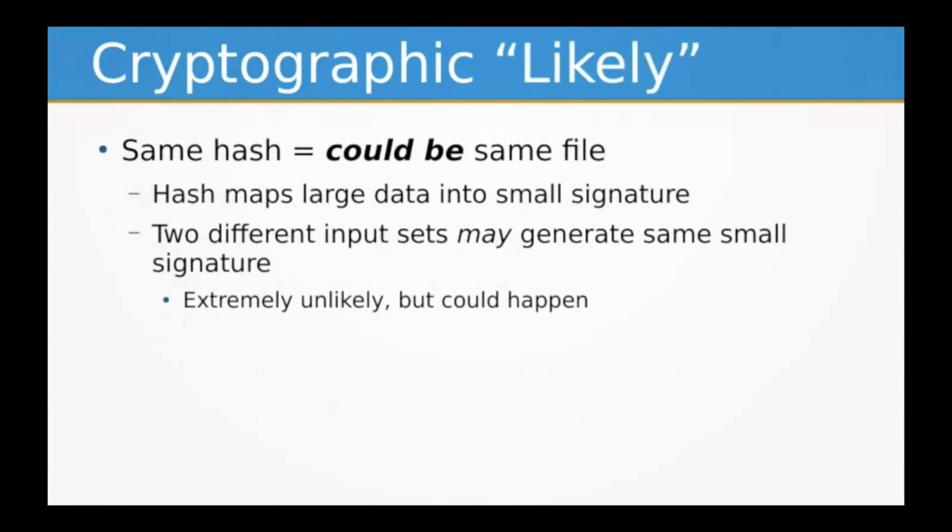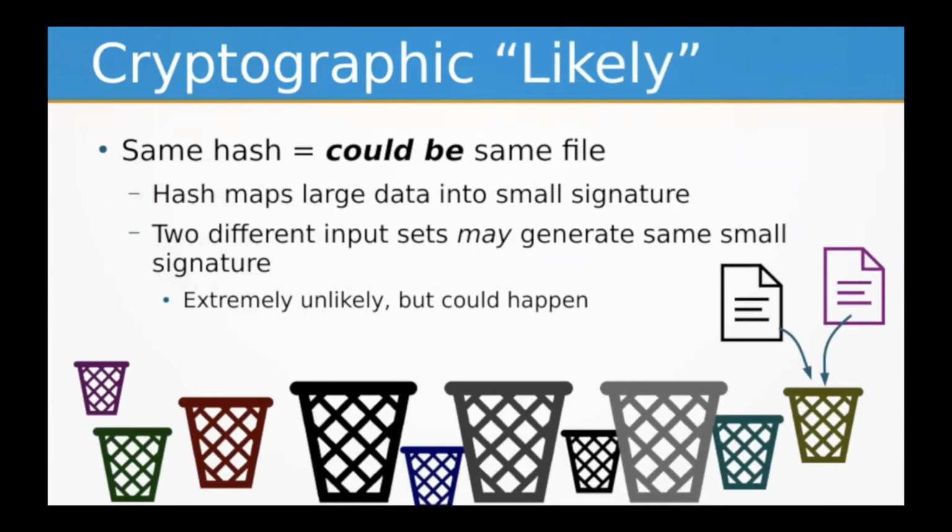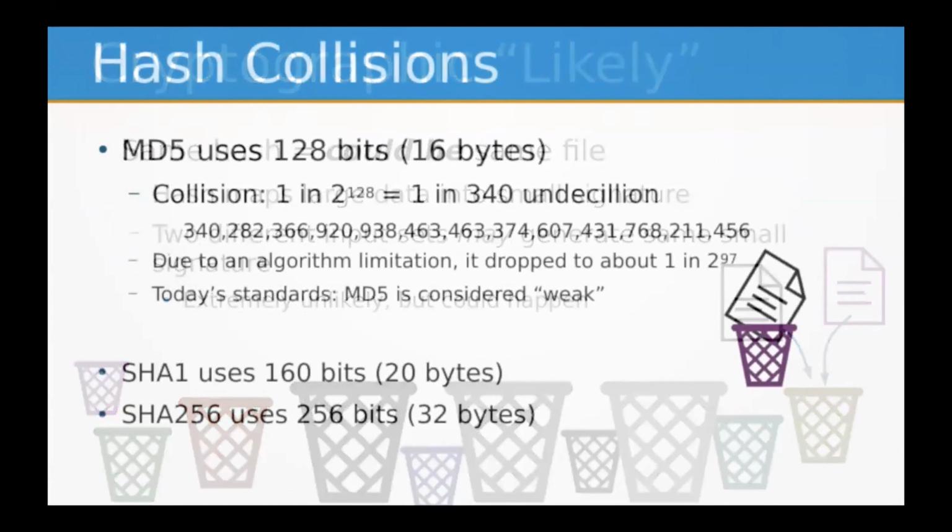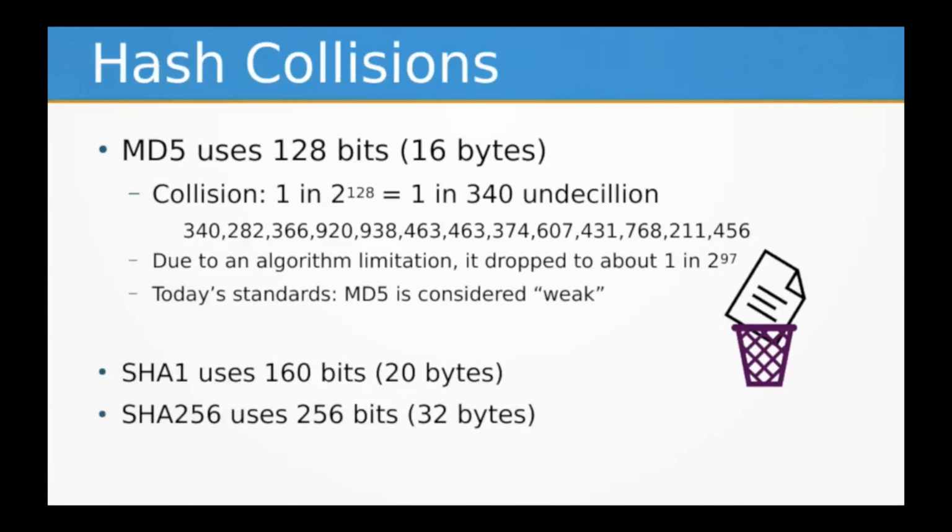You may have noticed that I used the word likely. If two files have the same hashes, then they could be the same file. This is because hashes map large datasets into small signatures. While unlikely, it is possible for two different files to generate the same signature. When this happens, it's called a hash collision.